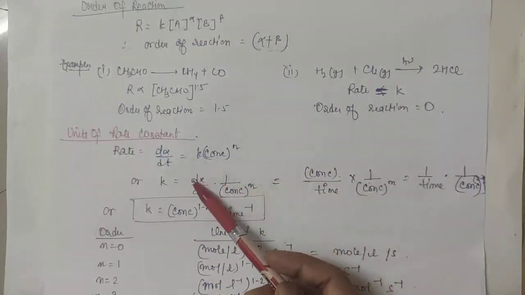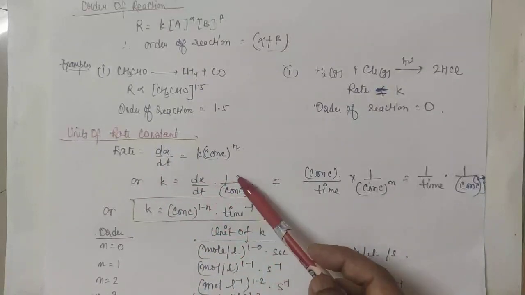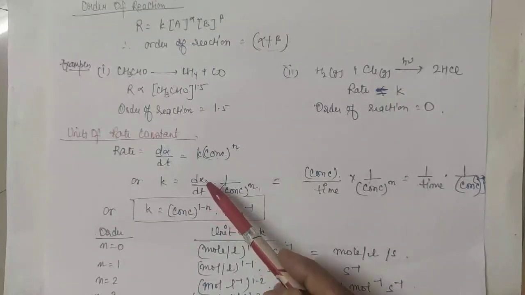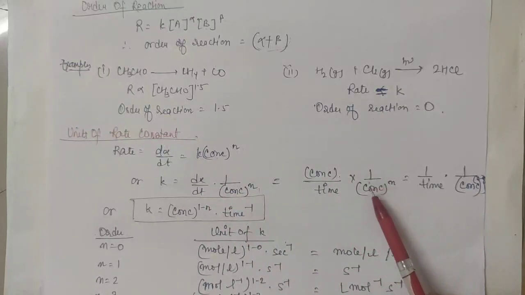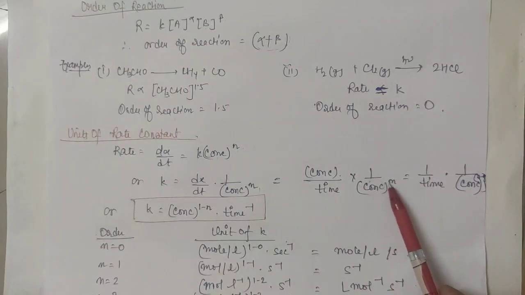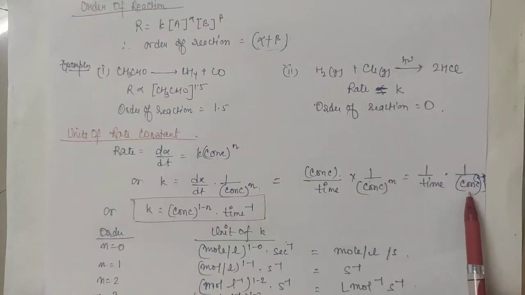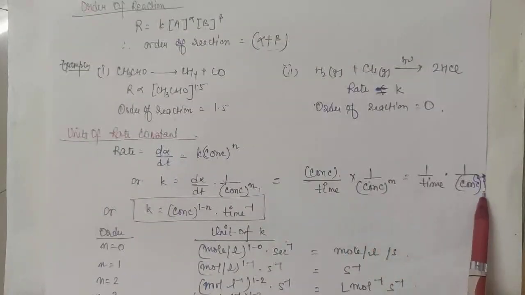Now come here again. Rearranging this equation, we get K is equal to dx by dt times 1 upon concentration to the power n. Again, dx by dt is the change in concentration upon time. You can write concentration upon time here into concentration to the power n. One concentration you can cancel from here, and it will give 1 by time into 1 upon concentration raised to the power n minus 1. Here n is present and you have cancelled 1, so the exponent will be n minus 1.